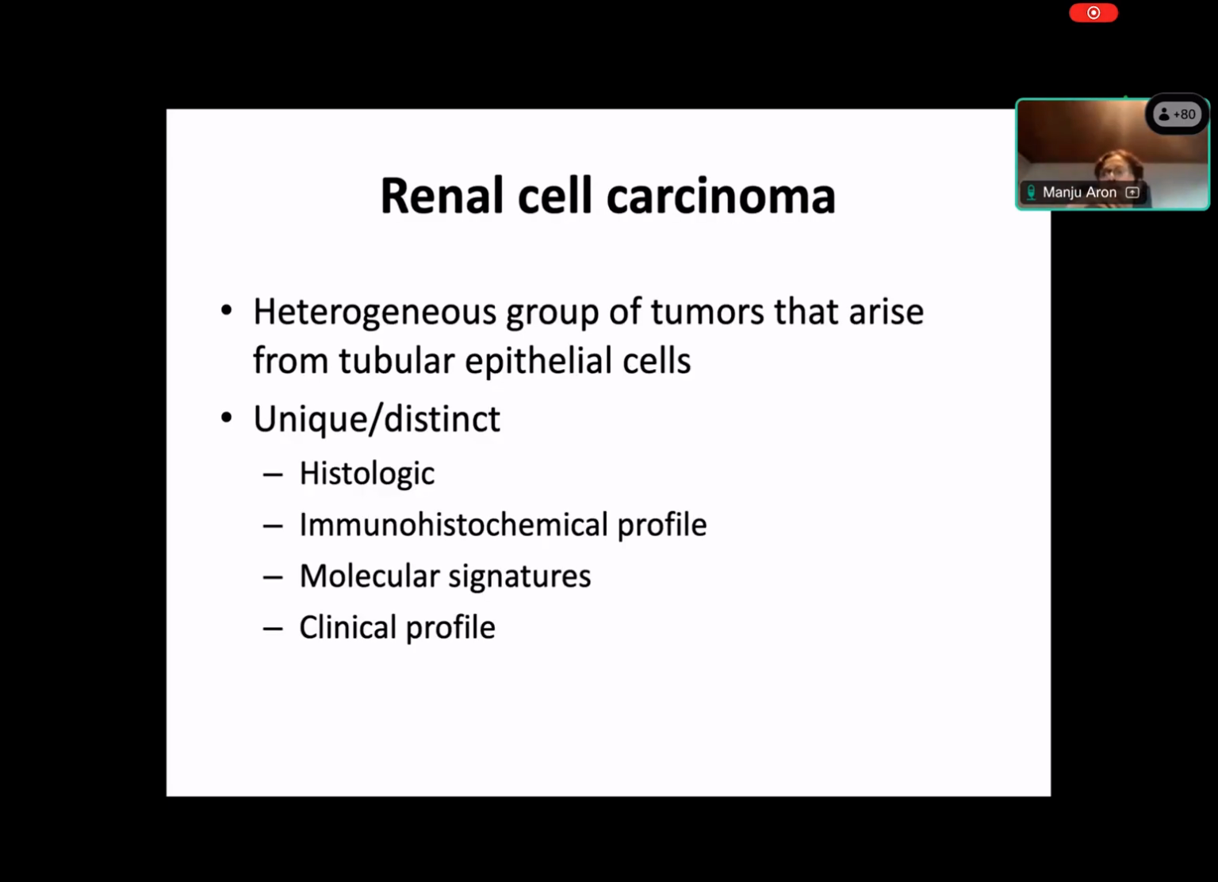Oftentimes when a first-year resident comes to sign out in our service and we have a kidney tumor, the diagnosis they come forth with is, oh, this is a renal cell carcinoma, and I always stop them there, because renal cell carcinoma is just an umbrella term. It covers a heterogeneous group of malignant tumors that arise from the tubular epithelial cells. So you can never have a diagnosis of just renal cell carcinoma. There should be something that comes before that, which tells you what kind of renal cell carcinoma it is, because these are all very different biologically. They are unique because they have distinct histological appearance, distinct immunohistochemical profile, and molecular signatures, and some of these tumors have very characteristic clinical scenarios in which they develop.